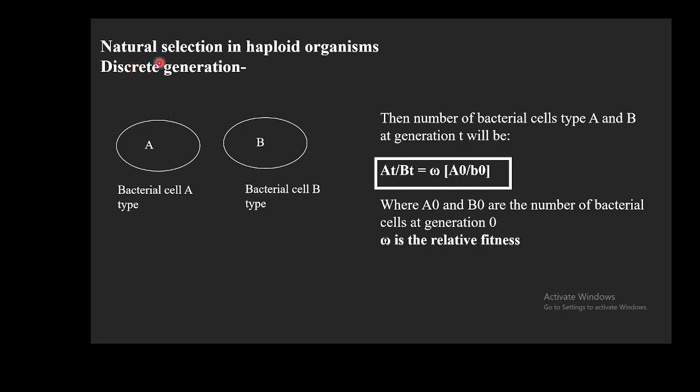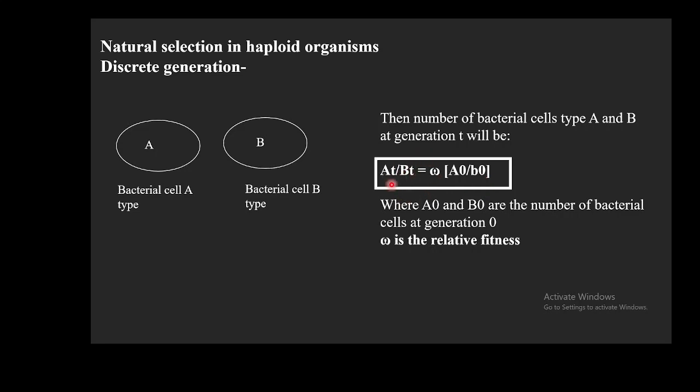For example, in case of the discrete generation, this is the bacterial cell type A, this is bacterial cell type B, and if you want to know the number of bacterial cells A and B after T generation, you can use this formula where AT and BT is the number of A cells or the B cells after T generation. Omega is the relative fitness, A0 is the number of bacterial cell type A at 0 generation, and B0 is the number of bacterial cell type B at 0 generation.